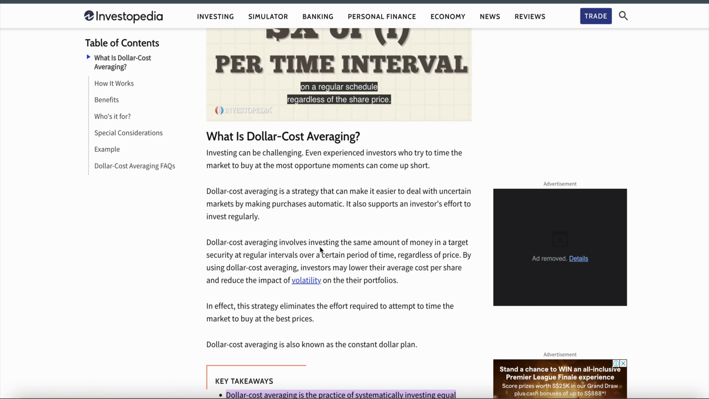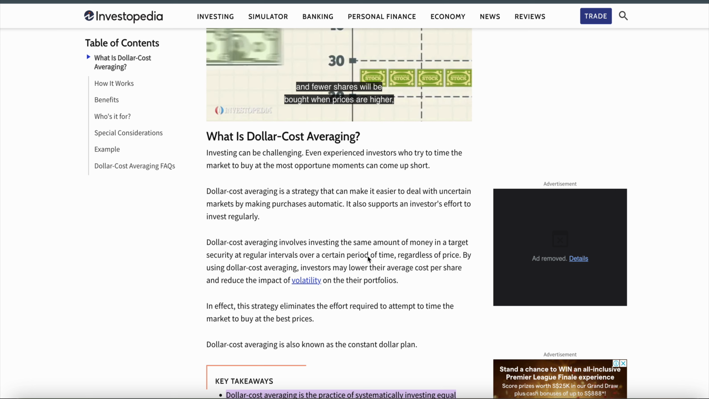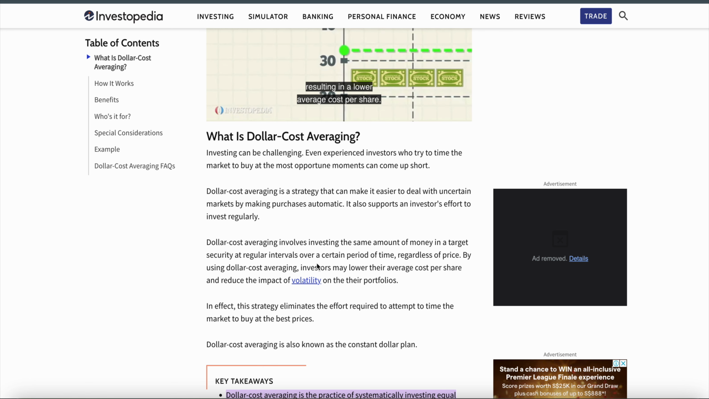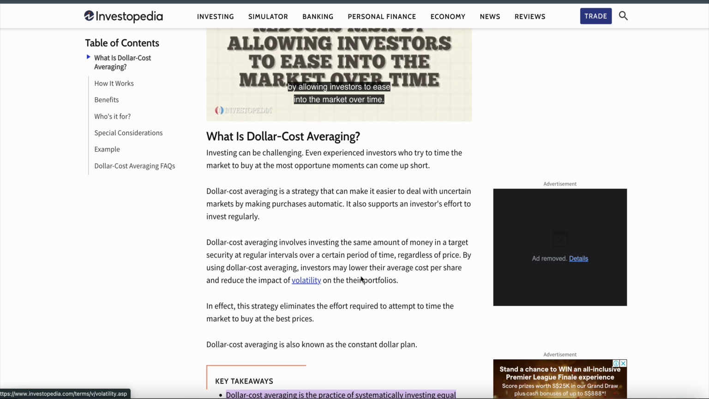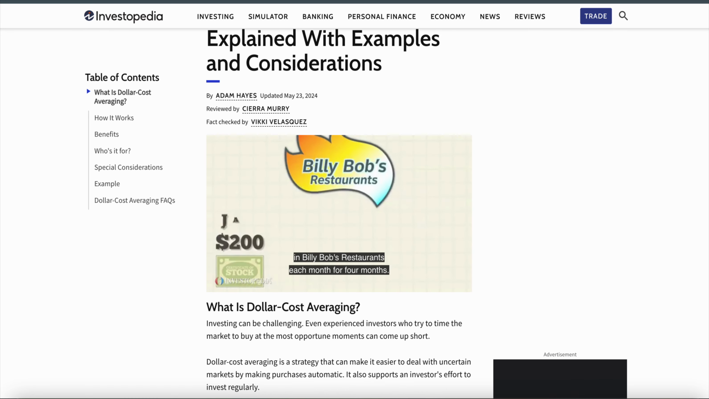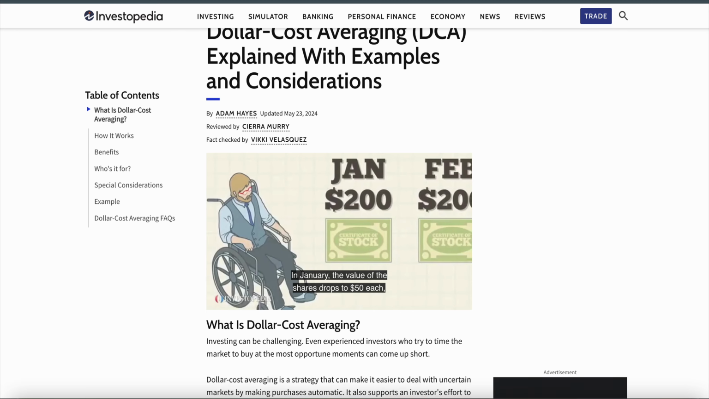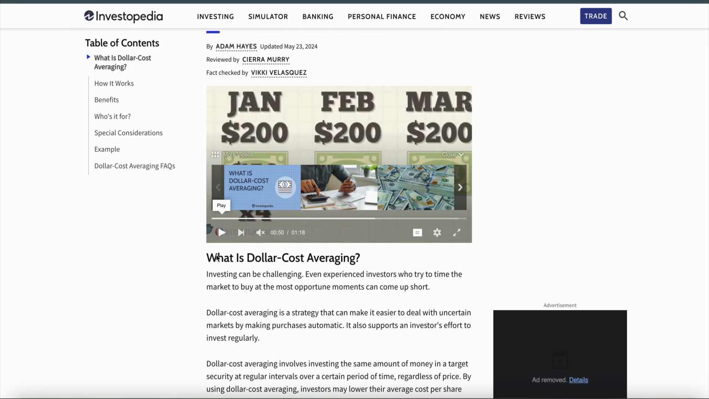You can see dollar cost averaging involves investing the same amount of money in a target security at regular intervals over a certain period of time, regardless of price. By using dollar cost averaging, investors may lower their average cost per share and reduce the impact of volatility on their portfolios. Everyone I have seen do dollar cost averaging in crypto has succeeded. Sure, when the market goes down, they don't know what to think, but at the end of the day, they're not feeling it as much as someone who's trying to time the market. So I would definitely consider dollar cost averaging if you're watching this video. You can read up on it here on Investopedia.